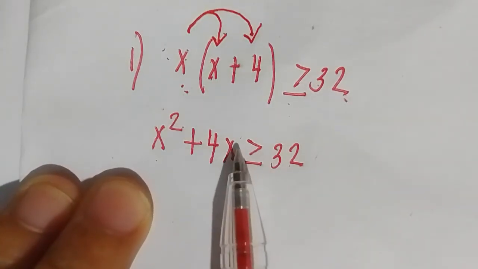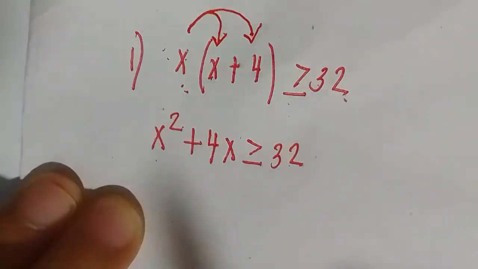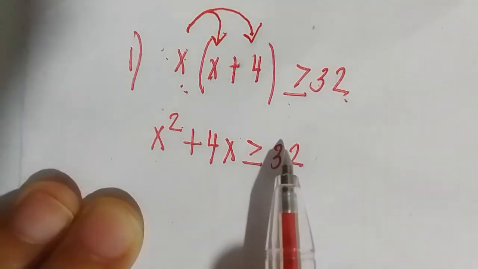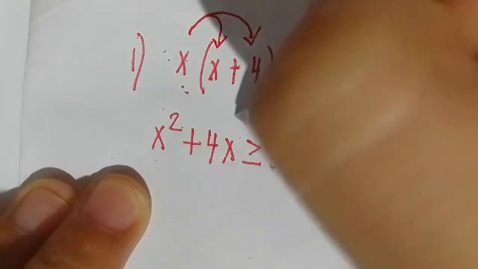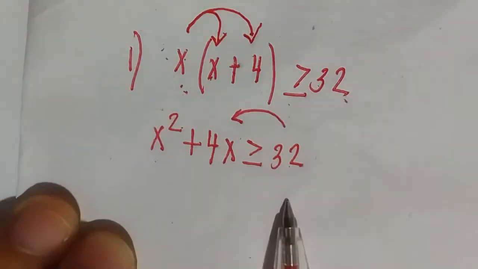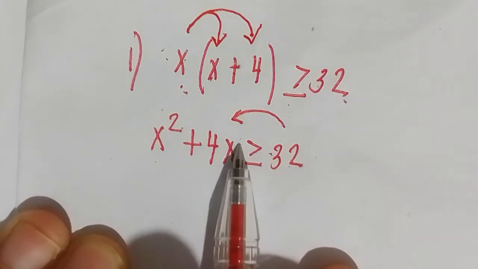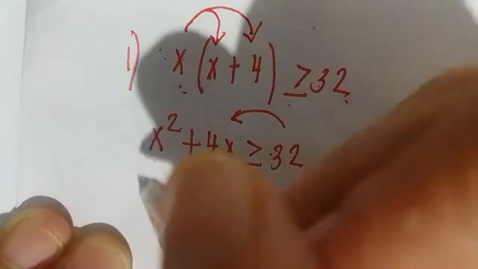Next should be the constant term, the term without a variable, which is 32 on the right side. So what we will do is move 32 to the left side of the equation. From positive, it becomes negative. We combine it with the 4x on the left side.